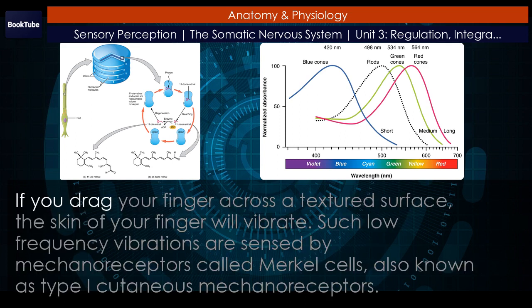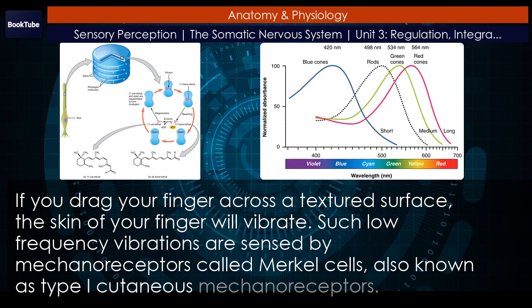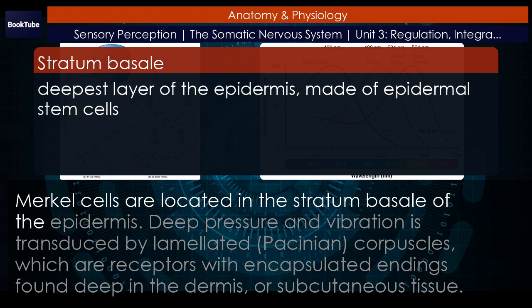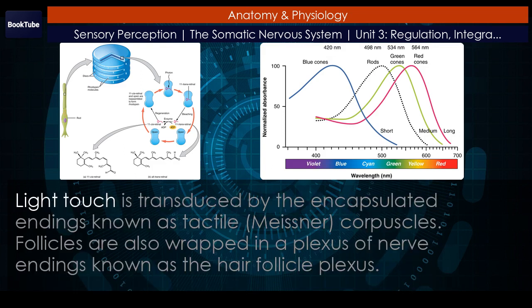If you drag your finger across a textured surface, the skin of your finger will vibrate. Such low-frequency vibrations are sensed by mechanoreceptors called Merkel cells, also known as type 1 cutaneous mechanoreceptors. Merkel cells are located in the stratum basale of the epidermis. Deep pressure and vibration is transduced by lamellated Pacinian corpuscles, which are receptors with encapsulated endings found deep in the dermis or subcutaneous tissue. Light touch is transduced by the encapsulated endings known as tactile Meissner corpuscles.